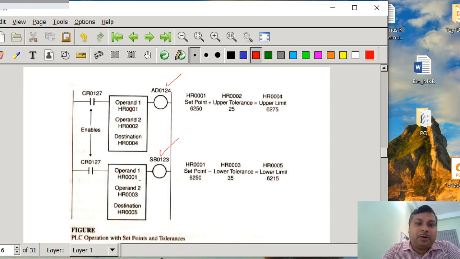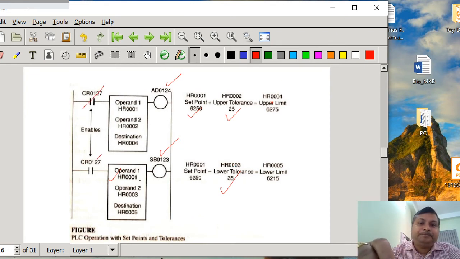The address of operand 1 for the adder and subtractor is the same, but for operand 2, the address for the adder is HR002, and for the subtractor it is HR003, and the destinations are also different. So what should be operand 1? Operand 1 for both cases will be the base value, that is 6250, or the set point value, and operand 2 for the adder will be the upper tolerance, and operand 2 for the subtractor will be the lower tolerance.